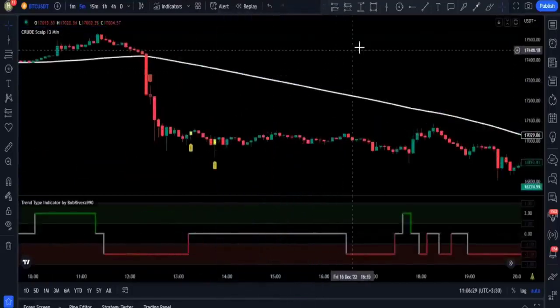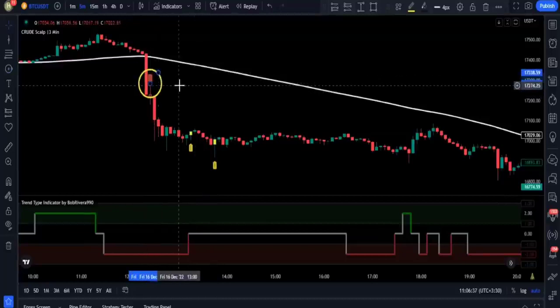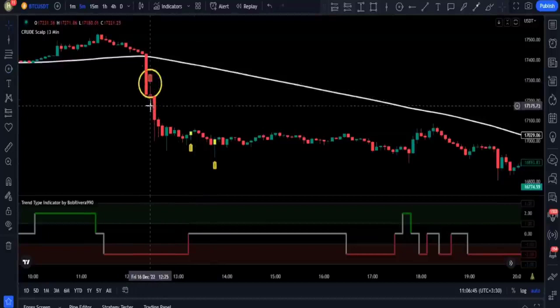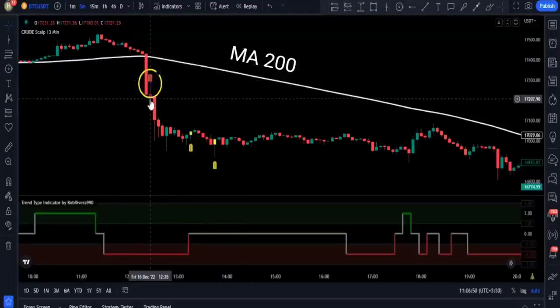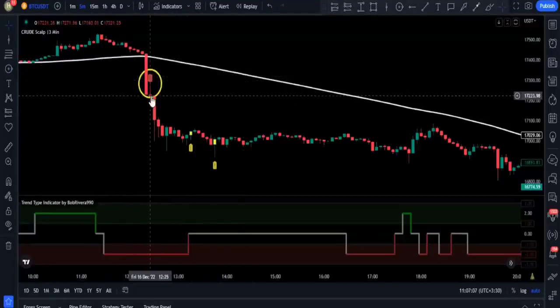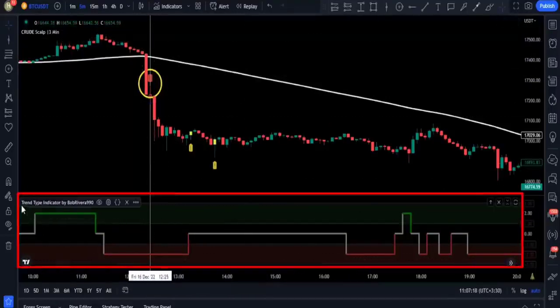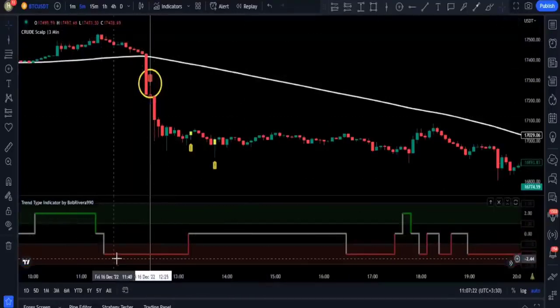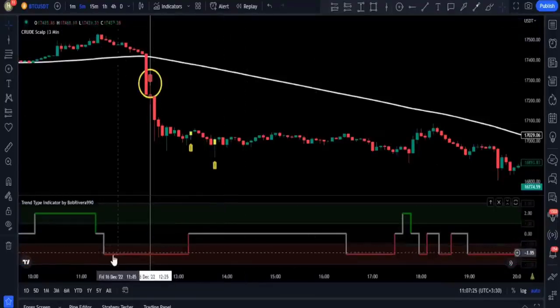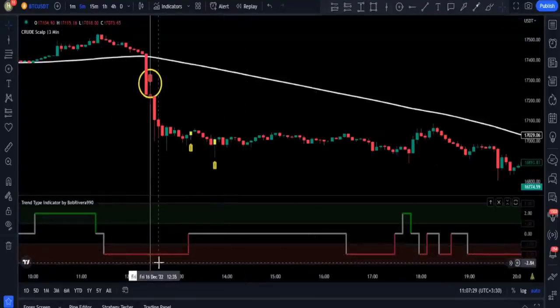Now let me tell you the trade entry conditions. For short trades, we need a sell signal from intraday buy-sell indicator. And trigger candlestick's closing needs to be below the moving average line. For further confirmation, I need to draw a vertical line and look at the trend type indicator. If this indicator's line is in the lower area in red, the sell signal is confirmed.